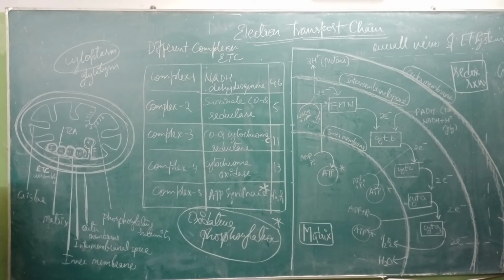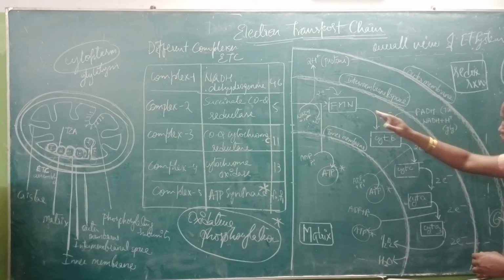Oxidation means loss of electrons, and reduction means gain of electrons, isn't it? So this is a 6-step process: 1, 2, 3, 4, 5 and 6. So after this are the next steps.